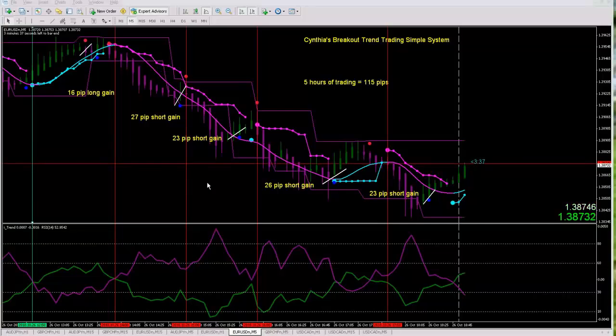I'd like to introduce you to my latest trading system. I call it the Breakout Trend Trading Simple System, and it's based on trading with color and volatility. We've reduced the indicators down to basic indicators that show you with color what the trend is. It's very obvious when you can see the shorts and your entries, exits, your long trades, your entries, your exits, and we trade according to color only and volatility.